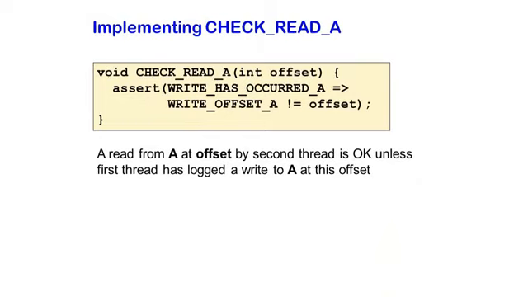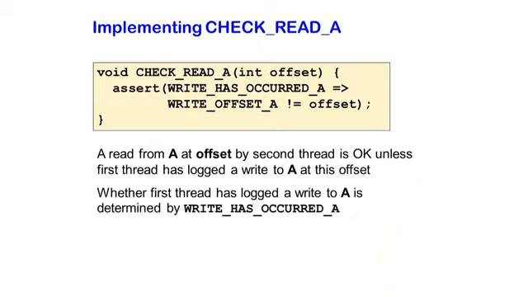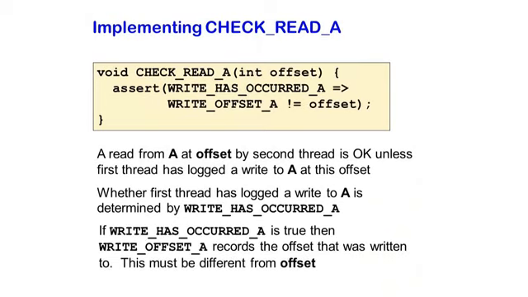Okay, so a read from A at offset by the second thread is okay unless the first thread logged a write to A at this offset. And this write has occurred A Boolean tells us whether or not thread 1 did log a write. And then write offset tells us the offset of the write that was logged.